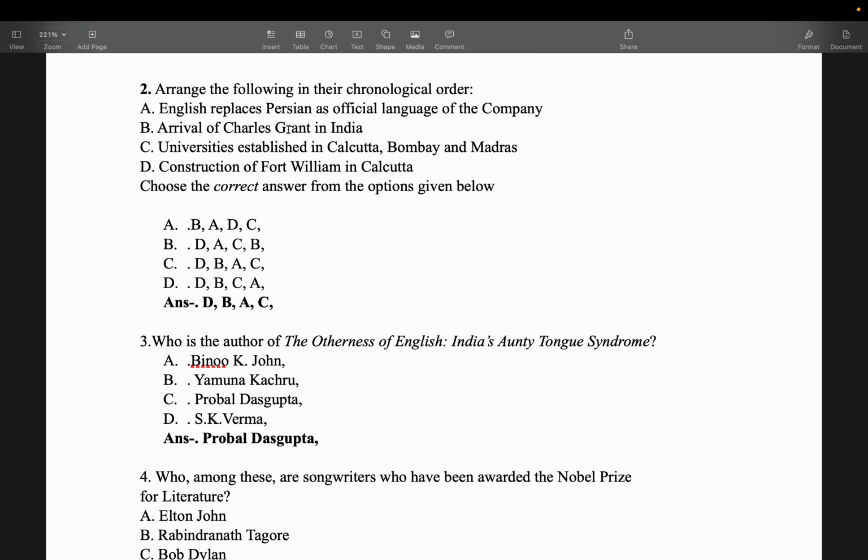universities are established after Hunter Commission. And construction of Fort William in Calcutta. That is a fort, so it is early. Fort William in Calcutta. You should know the years. Then arrival of Charles Grant in India. All these are very basic things in English in India, isn't it?